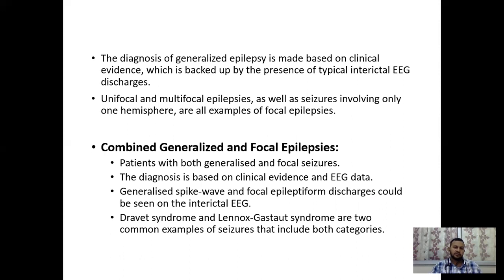Combined generalized and focal epilepsy. The patient has both generalized and focal seizures, and the diagnosis is based on clinical evidence and EEG data. Generalized spike-wave and focal epileptiform discharges could be seen on the EEG. Dravet syndrome and Lennox-Gastaut syndrome are two common examples that include both categories.